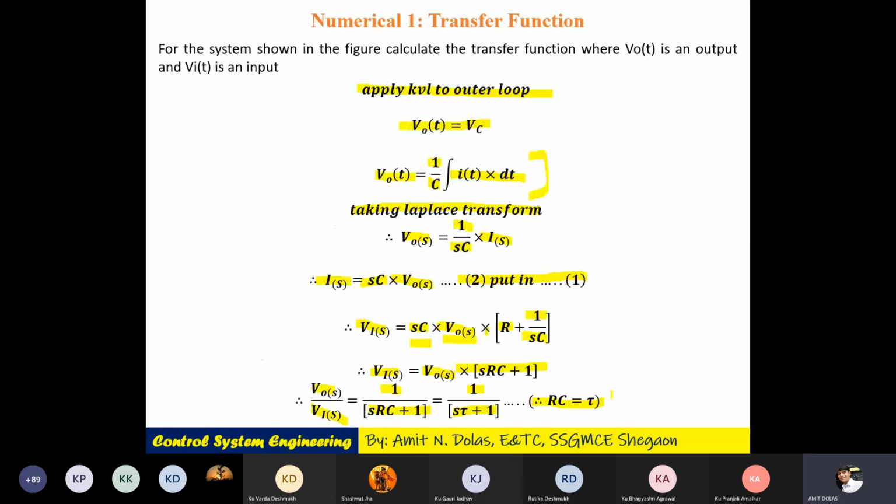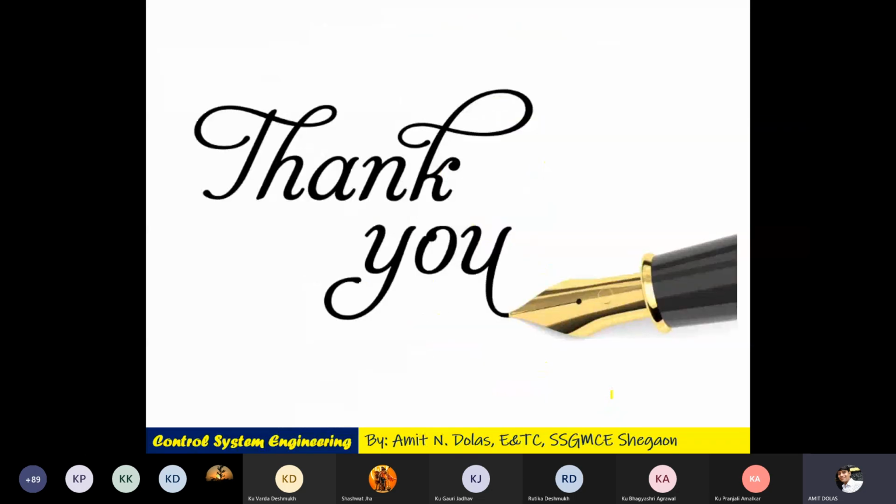So this is all the part of numerical 1. We'll solve this using method 2. We'll stop here. If there are any questions, you may ask.